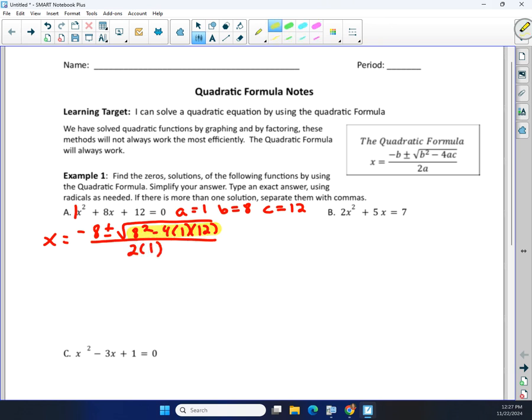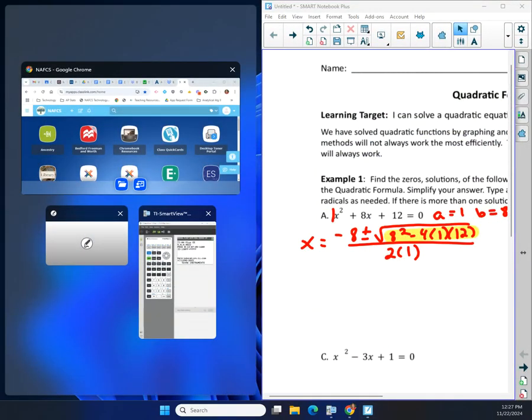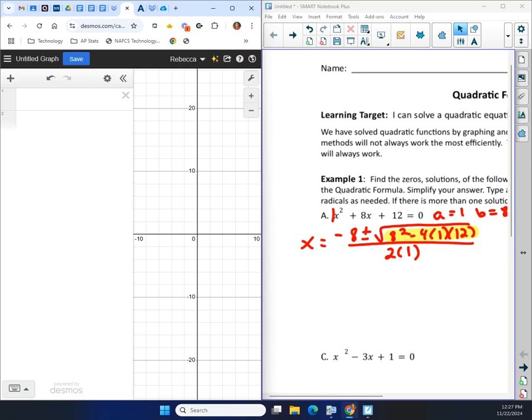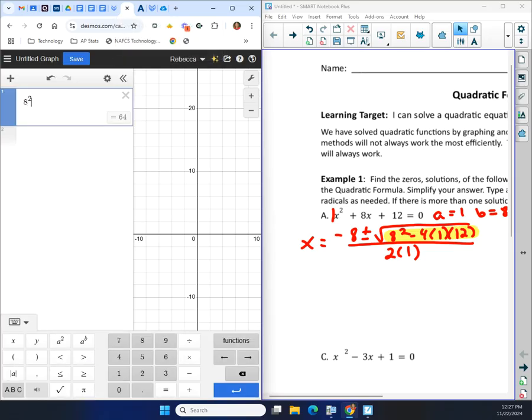Now, as discussed last week, I'm going to use my calculator. I'm going to type that in: 8 squared minus 4 times 1 times 12, and you get 16. Always just type in what's underneath the square root. I don't put the square root symbol. You'll see why in a little bit. That gives me negative 8 plus or minus the square root of 16 over 2. And hopefully we all know that the square root of 16 is 4.